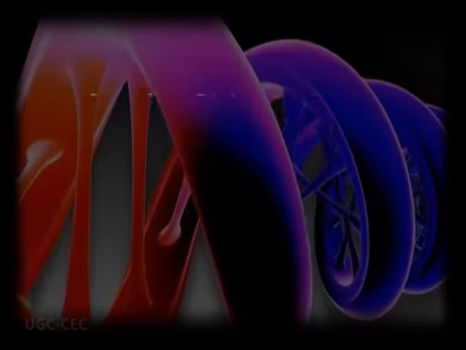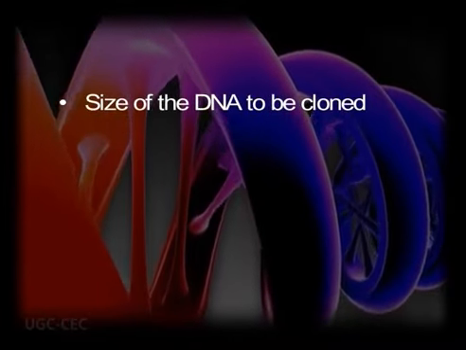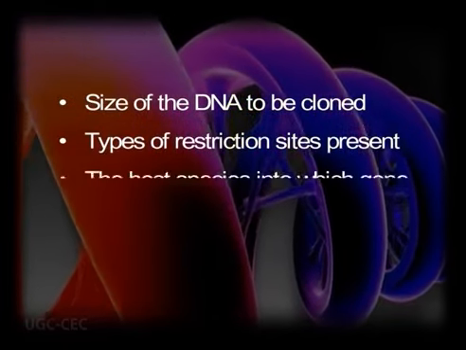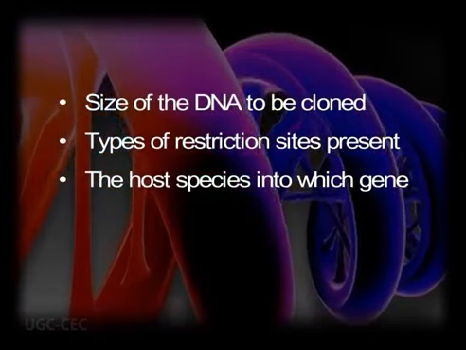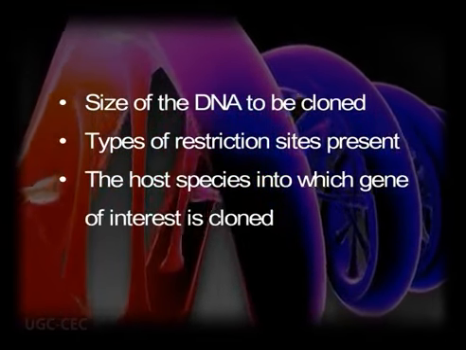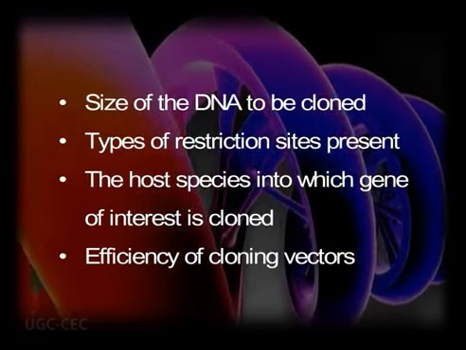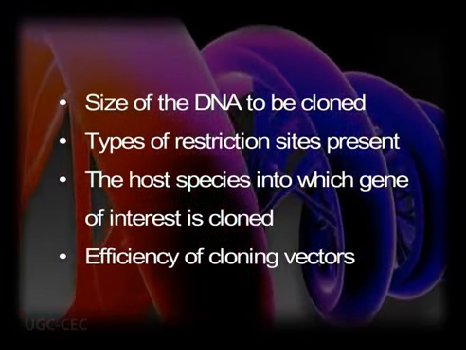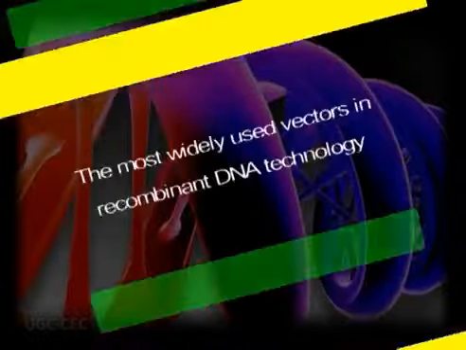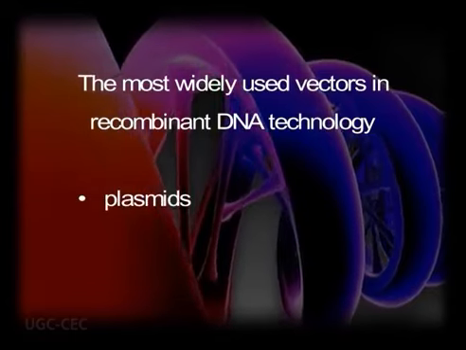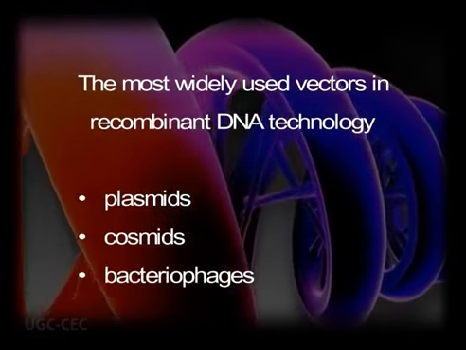In gene cloning, the choice of a vector depends upon many factors. For example, the size of the DNA to be cloned, the types of restriction sites present, the host species into which the gene of interest is cloned, and finally the efficiency of cloning vectors, that is, the number of copies of a vector in a host cell. The most widely used vectors in recombinant DNA technology belong to plasmids, cosmids, and bacteriophages.